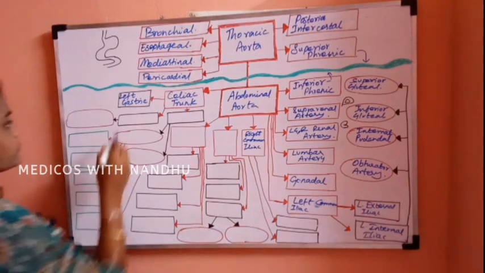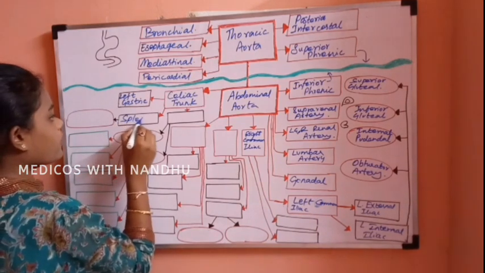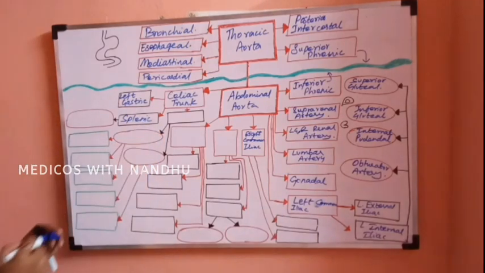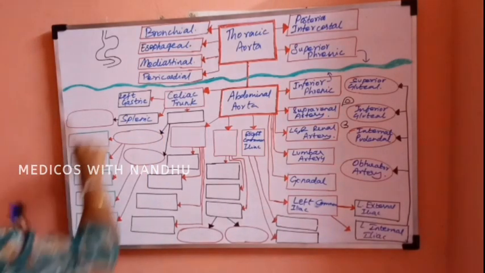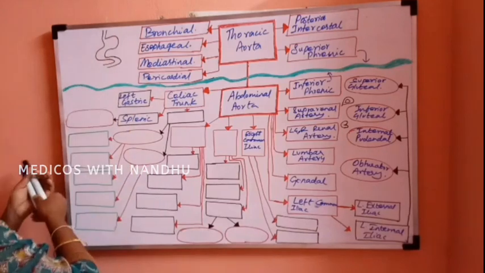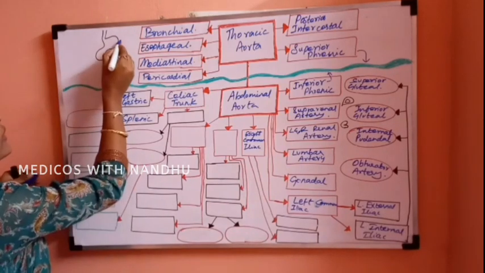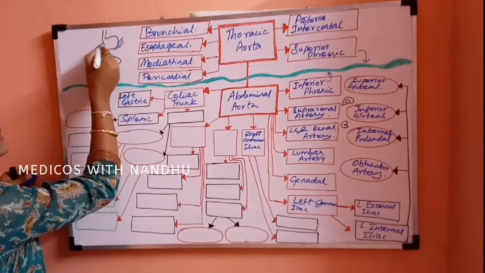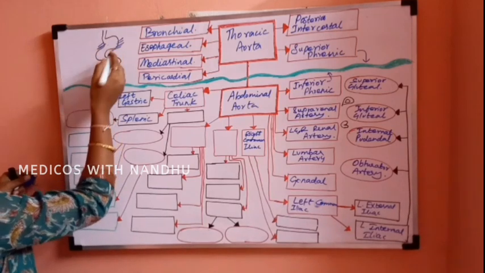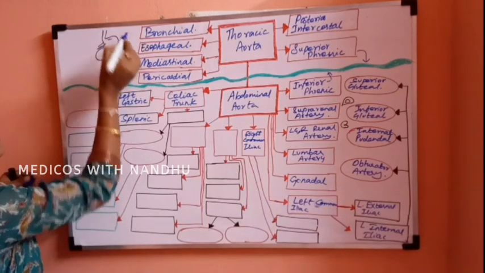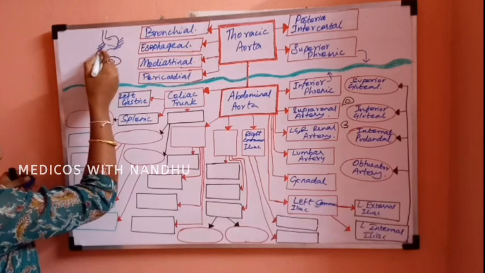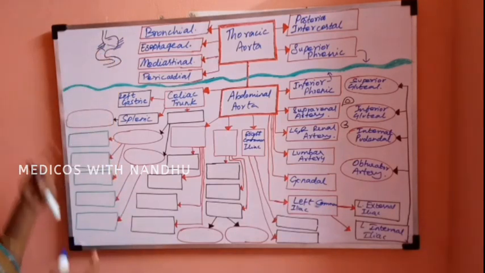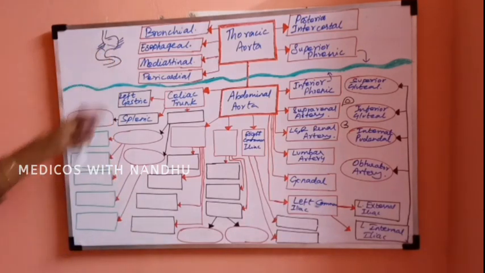Okay, so the next branch will be the splenic artery. In the splenic artery, you can see the spleen will be here. Okay. Here we have the greater omentum, we have the lesser omentum here. Here is the fundus, the body, and we have the pyloric canal and the pyloric antrum present here.